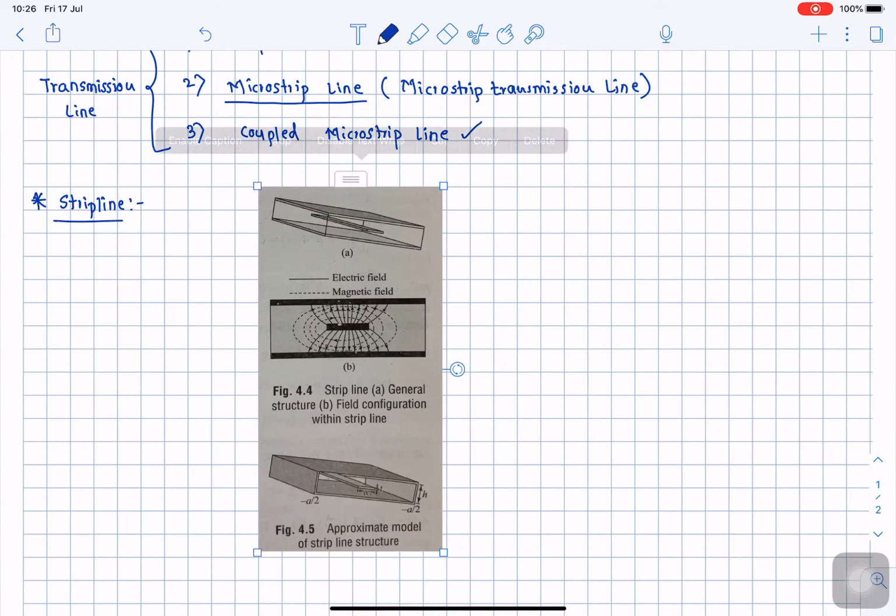Now here you clearly observe in the second diagram the field configuration, right? So how does the field configuration look like? Here again the top and bottom heavy black color indicates the ground planes, okay, and the central conductor indicates the actual strip line. Okay. So here you can clearly observe the electric field and magnetic field. Electric and magnetic field are denoted separately. Electric field is shown with continuous field lines, and the magnetic field is shown with a closed loop.